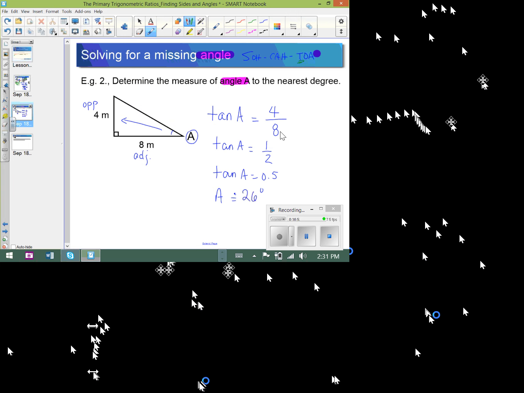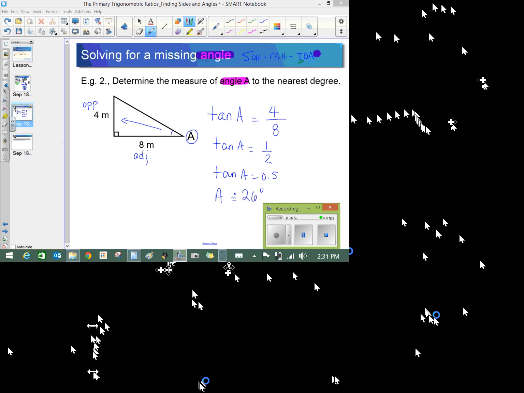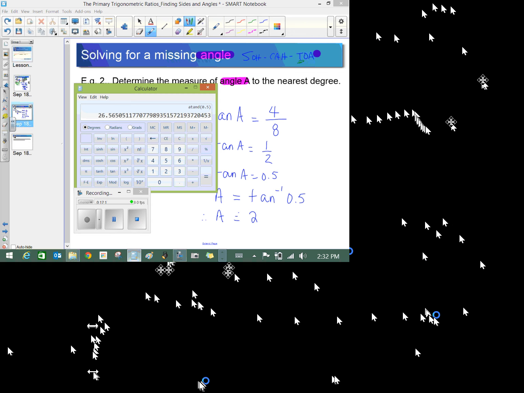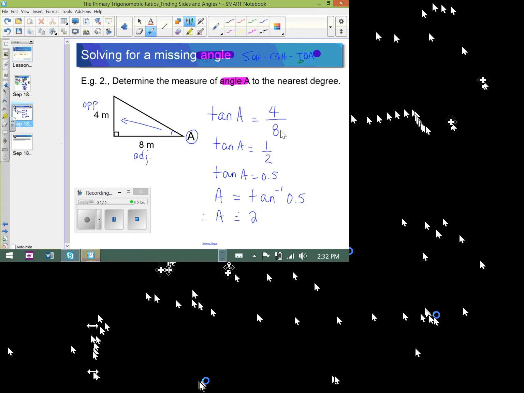Okay, so that really is the only difference that you have to take note of. And in fact, it probably makes some sense to put that step in. Okay, A is precisely the inverse tangent of 0.5. So therefore A is about, let's see, what did we say? 26, 27 degrees. 27 degrees.